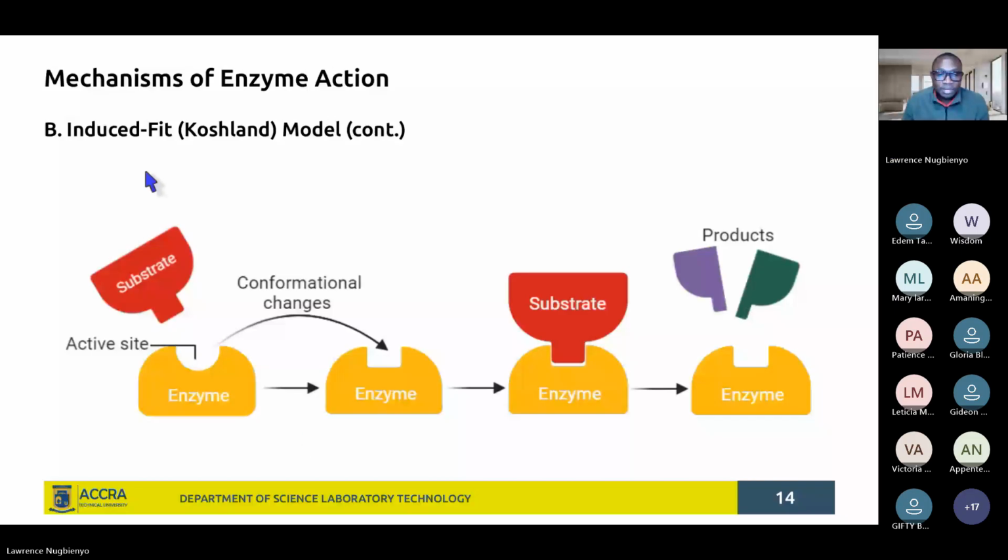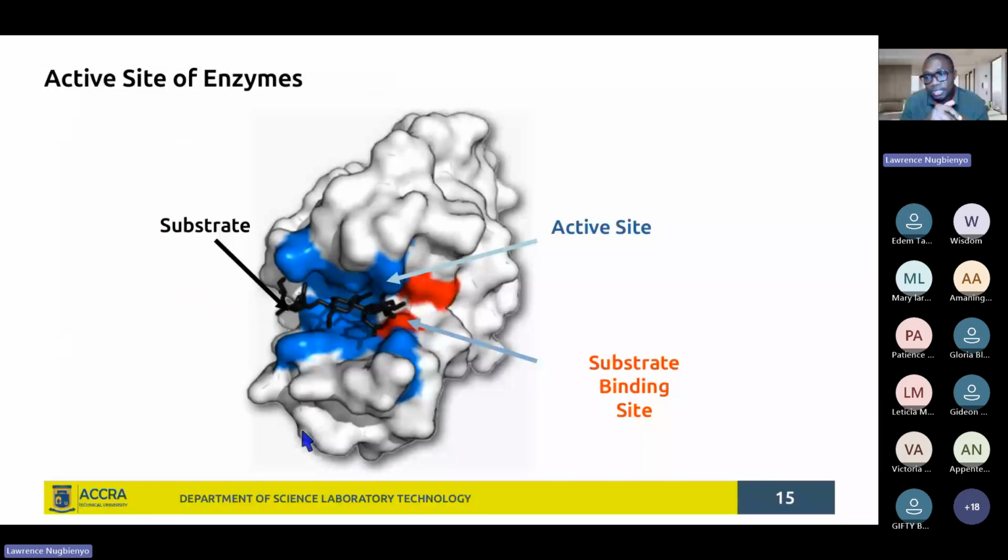All right. Now we can go back to what we refer to as the active site of an enzyme.